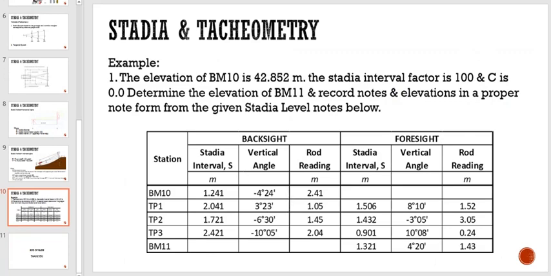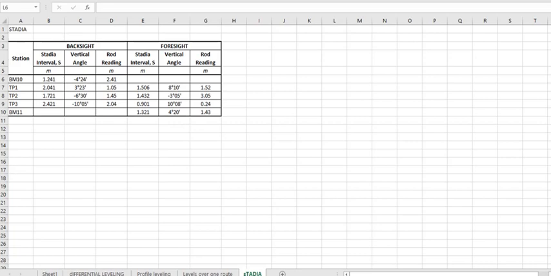Okay, so we have here an example. The elevation of BM10 is 42.852 meters. The Stadia interval factor is 100 and C is 0. So determine the elevation of BM11 and record notes and elevations in a proper note form from the given Stadia level notes below. Okay, so I transferred the notes to Excel.